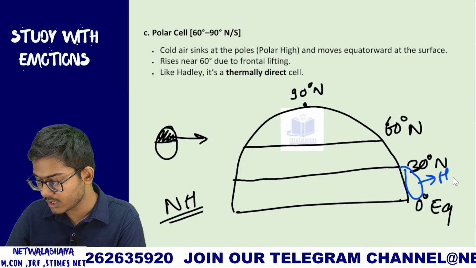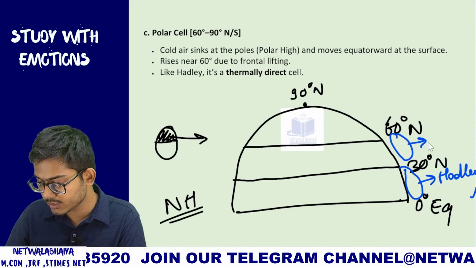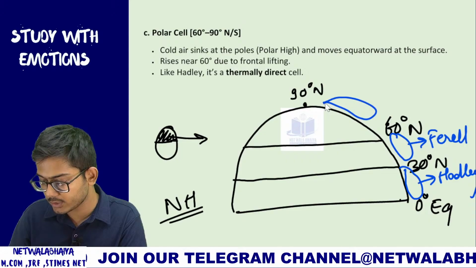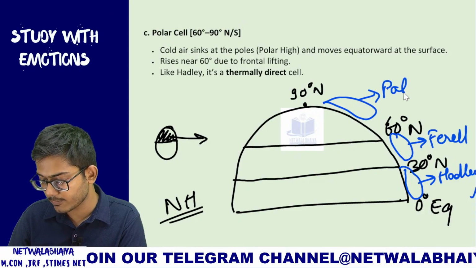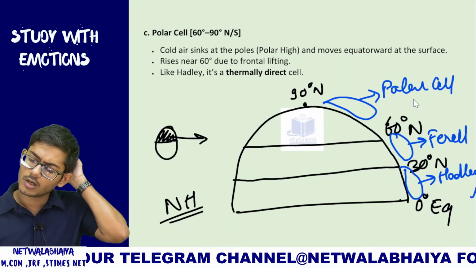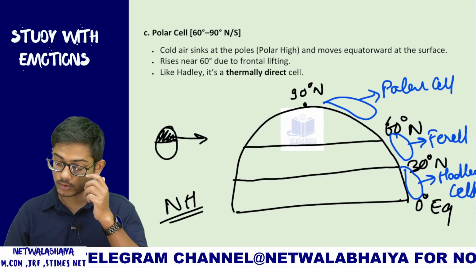It is called the Hadley cell. Next we have the Ferrel cell, and finally we have the polar cell. Okay, so let us try to understand the cells properly, as to what they mean.